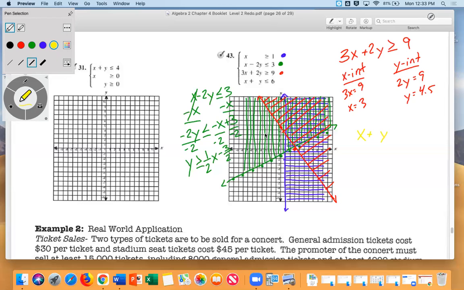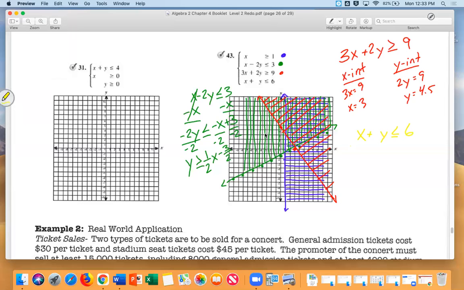I have x plus y is less than or equal to 6. Just do the cover up, nice and easy. Cover up the y. You have x equals 6. And then I have y equals 6. Okay. So 6 and 6. Let's see, 6 right there. Oof. How messy. 3, 4, 5, 6 right there. Connect my dots.